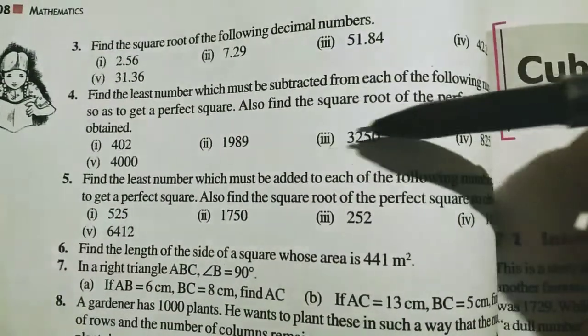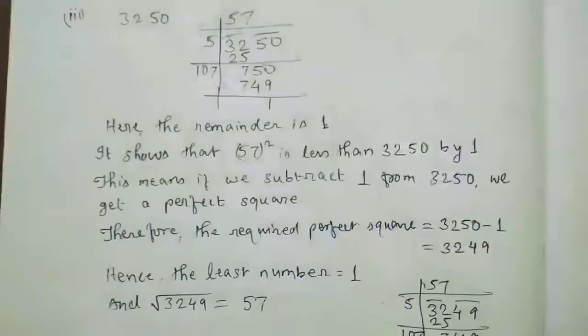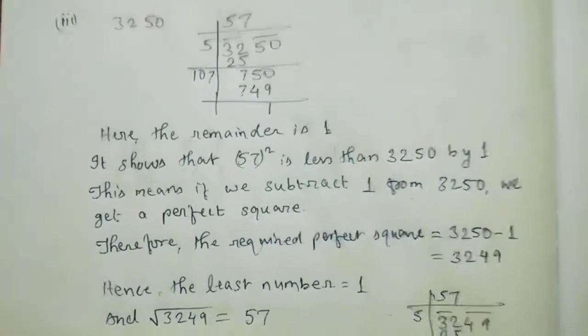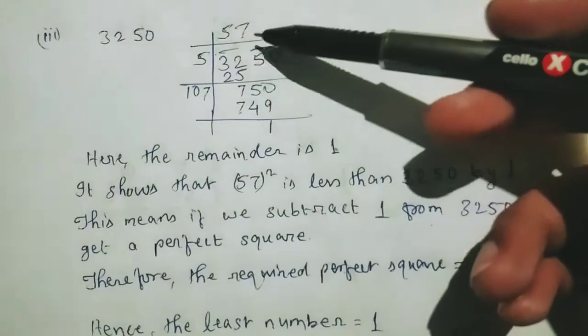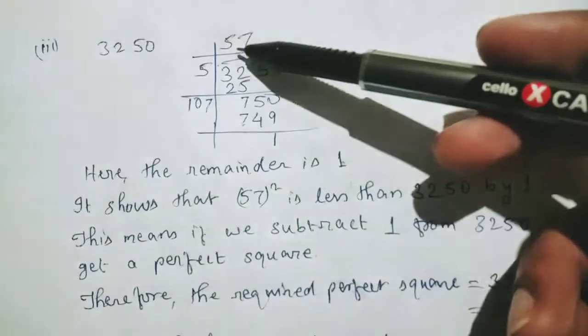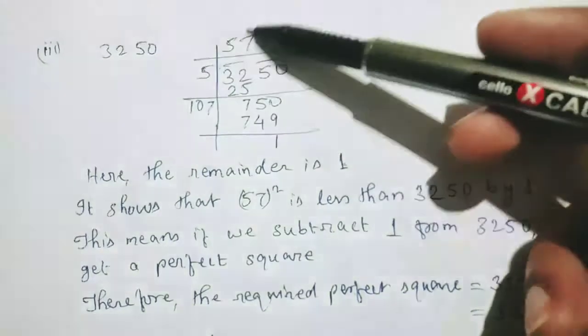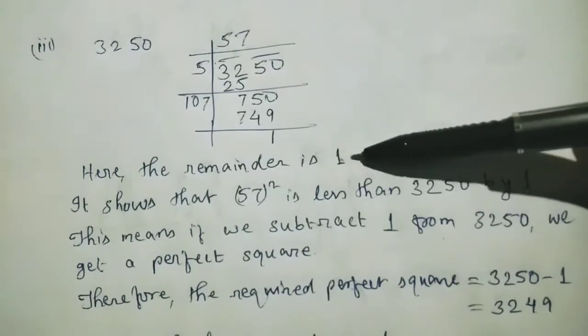Now let us see question number 4, part 3. Okay, 3250. So everyone see this number, 3250. First of all you have to take out the square root. It is not a perfect square, so what will the remainder be? 1. Okay, after taking the square root, the remainder is 1. So here the remainder is 1.